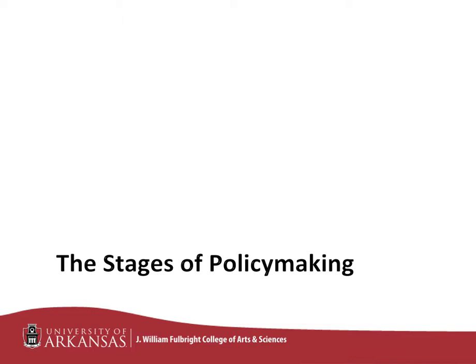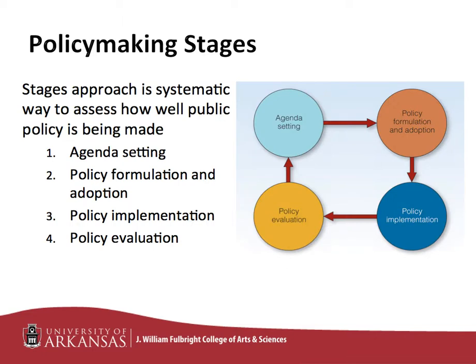So the first thing to do to understand this is to break apart policymaking into stages. When we look at the policymaking stages, there are 4 of them. And this is a systematic way, and albeit a bit artificial way, of trying to assess how well public policy is being made. So we look at the stages, first of all, of agenda setting, then policy formulation and adoption, and after that, policy implementation and policy evaluation at the very end.